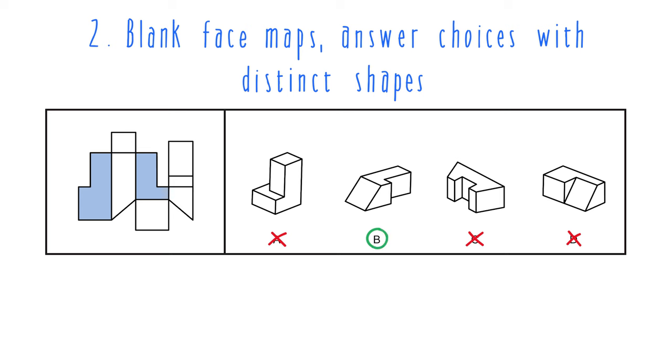Notice that B also shows the bottom of the smaller L shape connected to this ramped face. The slanted edges on these faces suggest that this face must sit on a ramp.